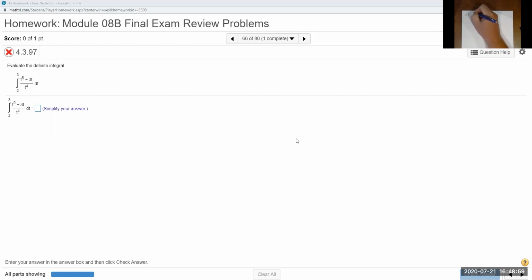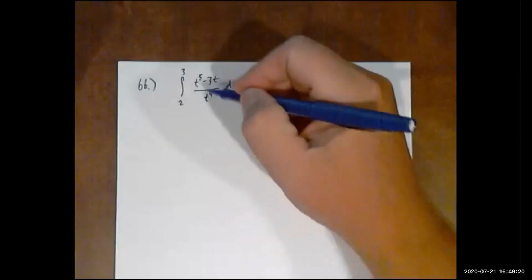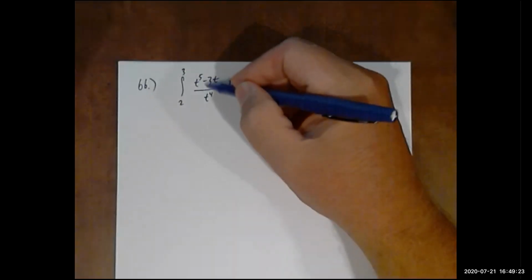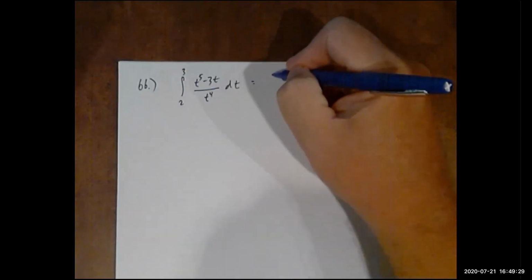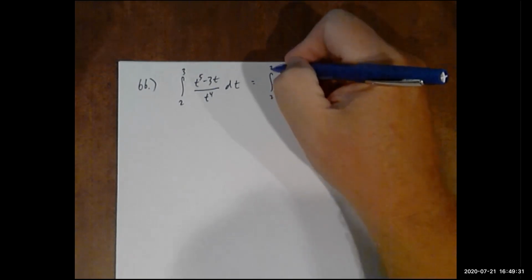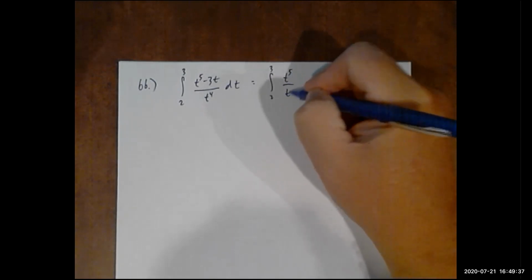So from 2 to 3, t to the 5th minus 3t over t to the 4th. All right, at first this might look a little tricky, but actually what we're going to do here is simplify this by splitting this up into the two fractions. We should have done this before. Let me go ahead and not skip any steps, in case you've forgotten.